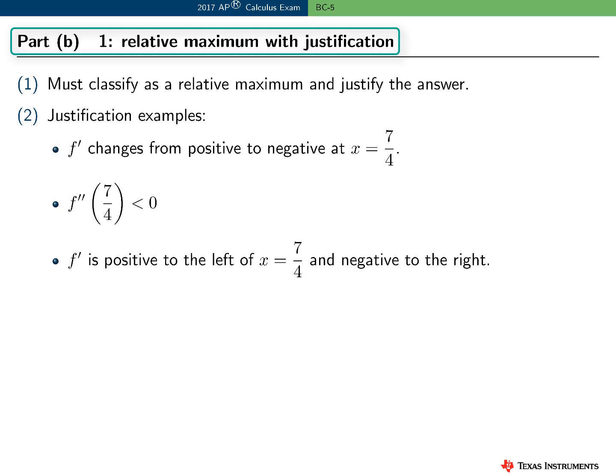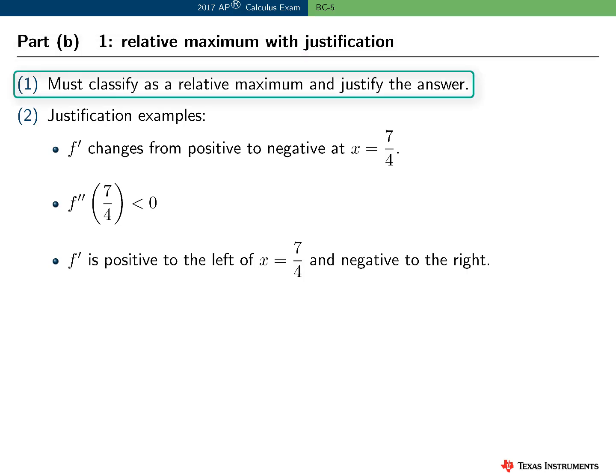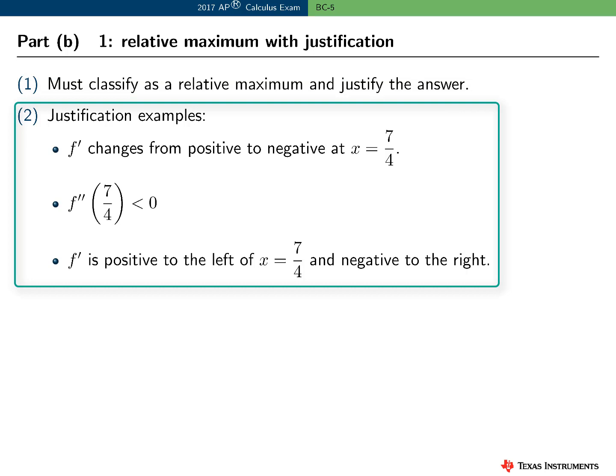The second point in Part B was for classifying the critical point as a relative maximum and for providing appropriate justification. The student must explicitly state that there is a relative maximum at x equals 7/4. And here are some acceptable justifications. Remember that a sign chart is not sufficient justification, and the student doesn't need to provide a value of f double prime of 7/4.